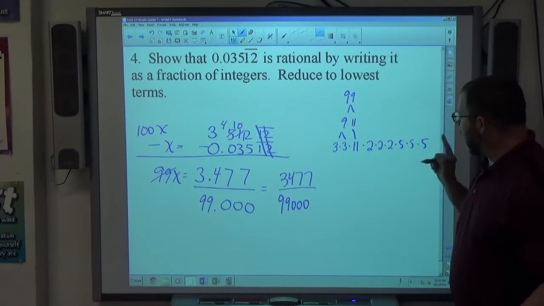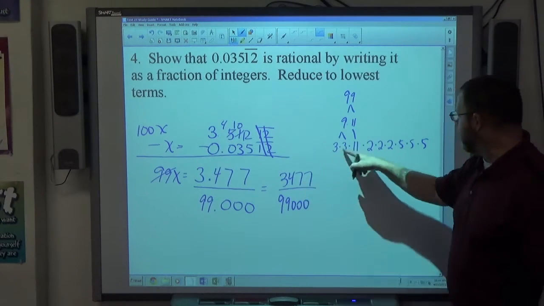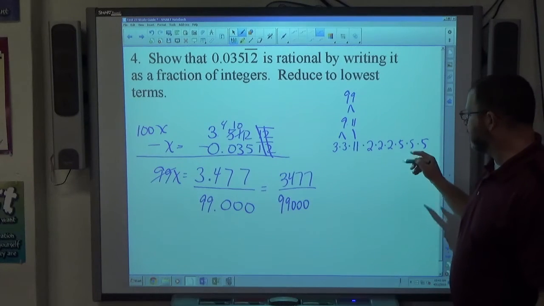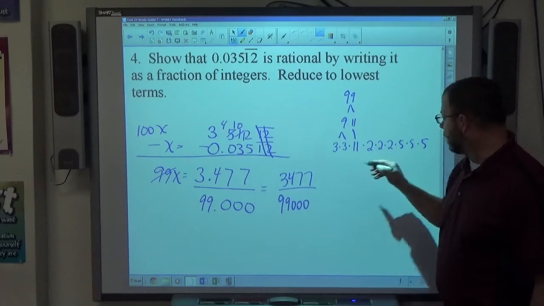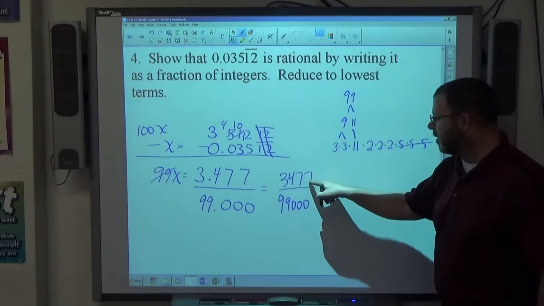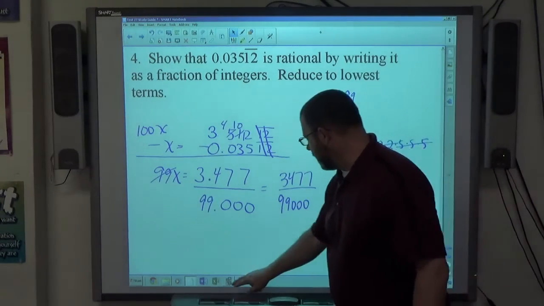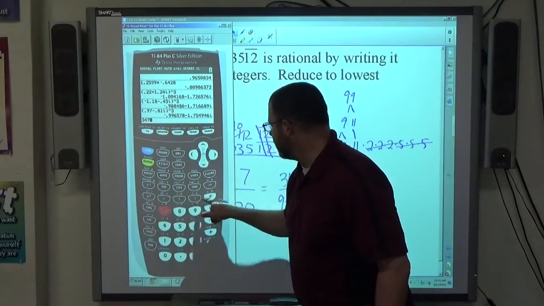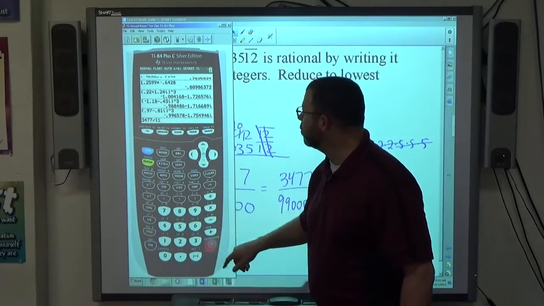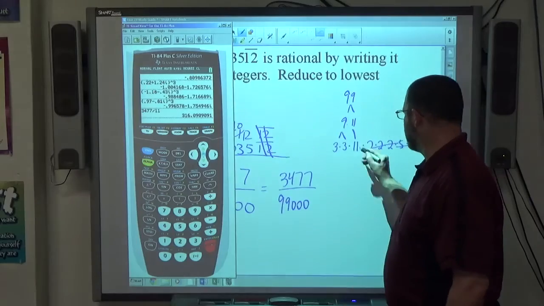So all I have to do is ask myself, does this number divide by any of these numbers? I'm going to start with the obvious ones that don't work. It doesn't end in 0 or 5, so 5 doesn't divide it. Doesn't end in an even number, so 2 doesn't divide it. I don't know about 11, so if I try 3,477 divided by 11, it comes out to a decimal, so 11 doesn't.